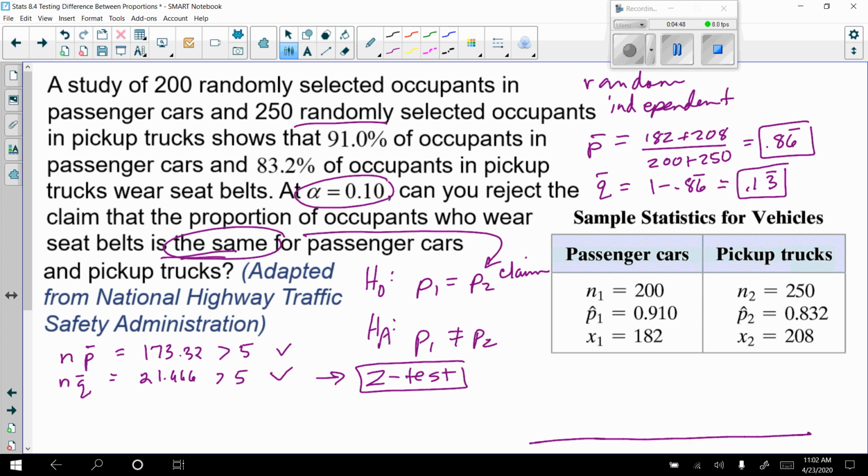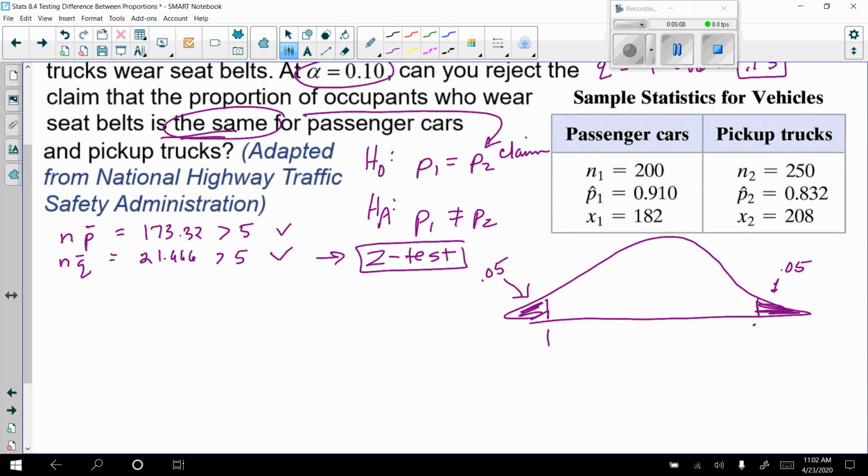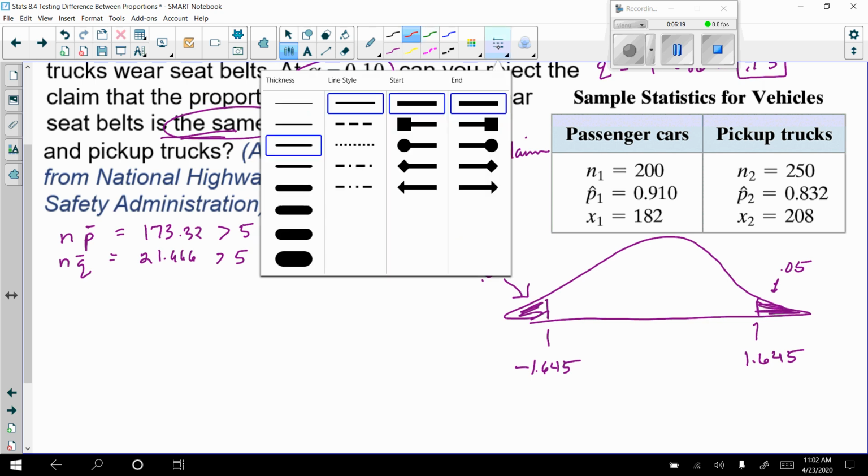Using our null and alternate hypothesis, this is a two-tailed test because of the not equals. And with an alpha level of 0.1, this is 0.05, and this is 0.05. That means that the z values that correspond with those are negative 1.645 and positive 1.645. Now we can proceed with our standard error equation.